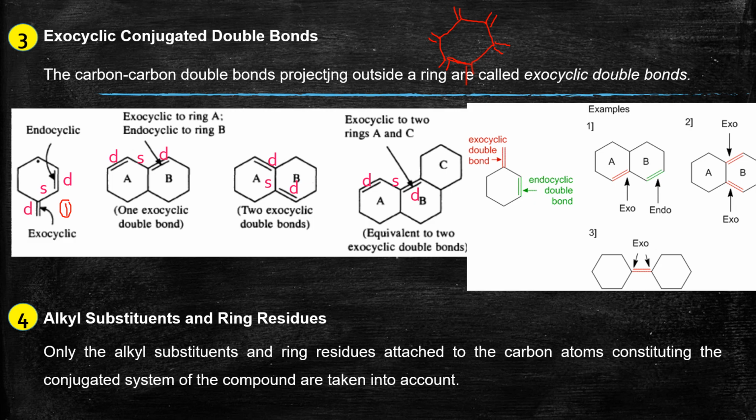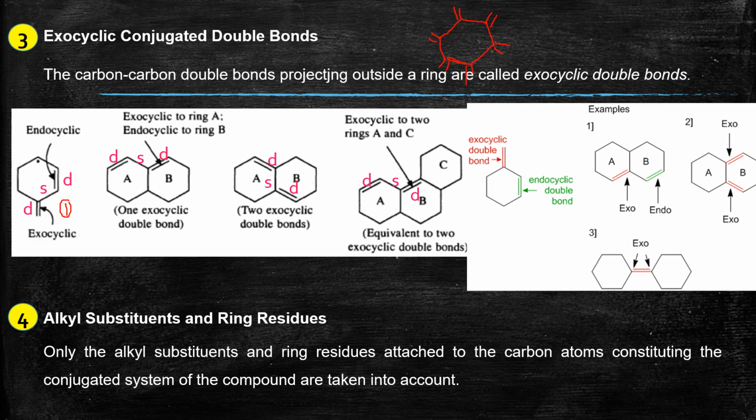Come to the second example, where two rings are fused together. It has conjugation. When we focus on ring A, projecting outside, it has one carbon-carbon double bond. Whereas when we focus on ring B, there is no projection outside the ring; the double bond is next to the ring position. So it has only one exocyclic double bond. And come to the third example.